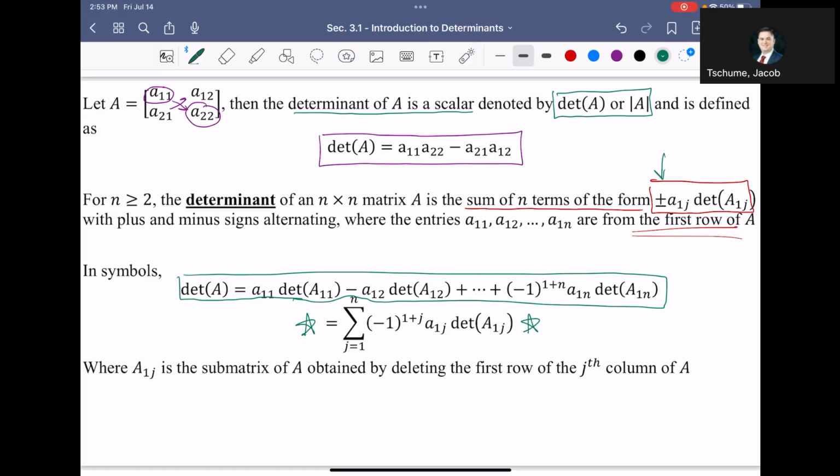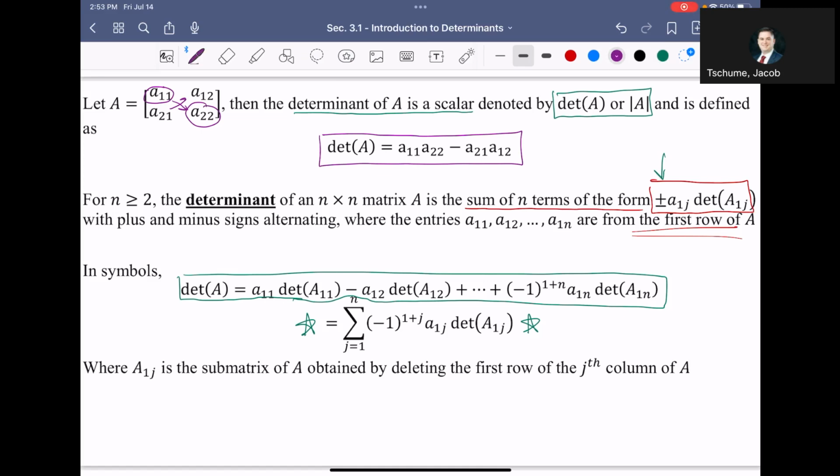So I'm not going to do a whole lot with this sigma notation, but it's there if it makes sense to you. Now, the biggest question I get when showing this is most people go, okay, I understand what the A11 and the A12 is. It's just the numbers going down the first row. But what the heck is this matrix A11? How do you find that?